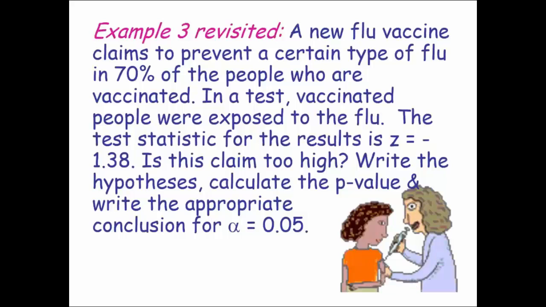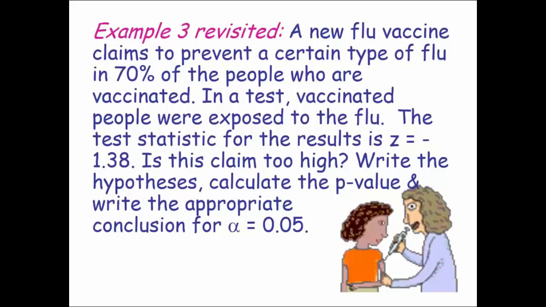Okay, so let's go back and revisit a previous question and jump through the hoops and make sure that everything's fine. So we have that new flu vaccine that claims to prevent a certain type of flu in 70% of those who are vaccinated. In a test, the vaccinated people are exposed to the flu. The test statistic is negative 1.38. Is this claim too high? Write a hypothesis, calculate the p-value, and write an appropriate conclusion.